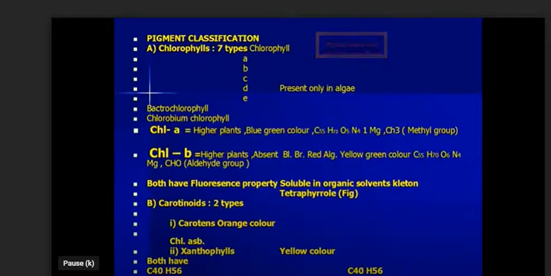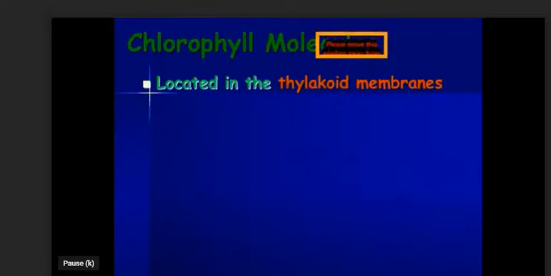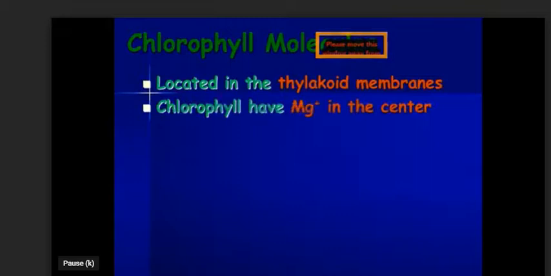Okay, and they both contain carbon and hydrogen, C14 and H56, and they are present in chloroplasts and chromoplasts, meaning the pigmented plants, the plants that contain pigments. So this is about the pigments present inside the thylakoid membrane. And then we discuss briefly the chlorophyll molecule. They are located in the thylakoid membrane. Secondly, chlorophyll has magnesium in the center.